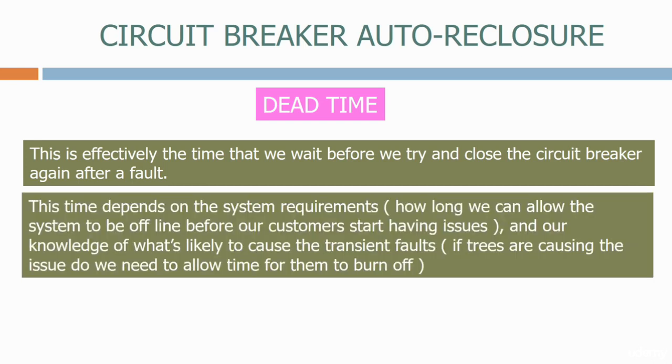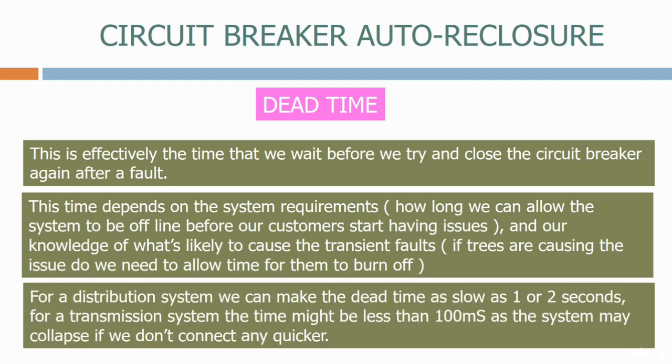This time depends on the system requirements, i.e., how long we can allow the system to be offline before our customers start having issues, and our knowledge of what's likely to cause the transient faults. For example, if trees are causing the issue, do we need to allow time for them to burn off? For a distribution system, we can make the dead time as slow as 1 or 2 seconds. For a transmission system, the time might be less than 100 milliseconds, as the system may collapse if we don't connect any quicker.